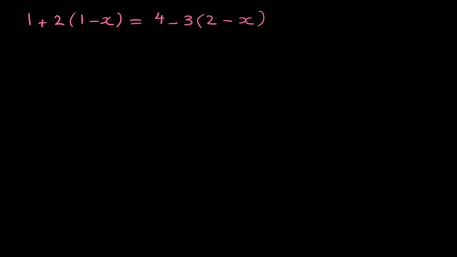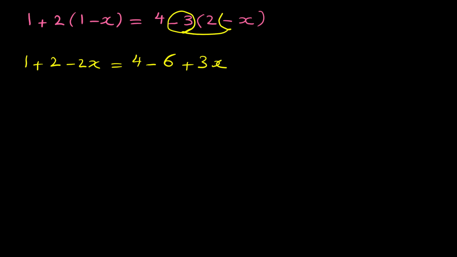So, to solve this equation, immediately we multiply 2 in the bracket. 2 times 1 minus x: 2 times 1 is 2, and 2 times negative x is negative 2x. For the other side, we have 4 minus 3 times 2, which is 6. Negative 3 times 2 is negative 6. Negative 3 times negative x is 3x, because negative times negative is positive.